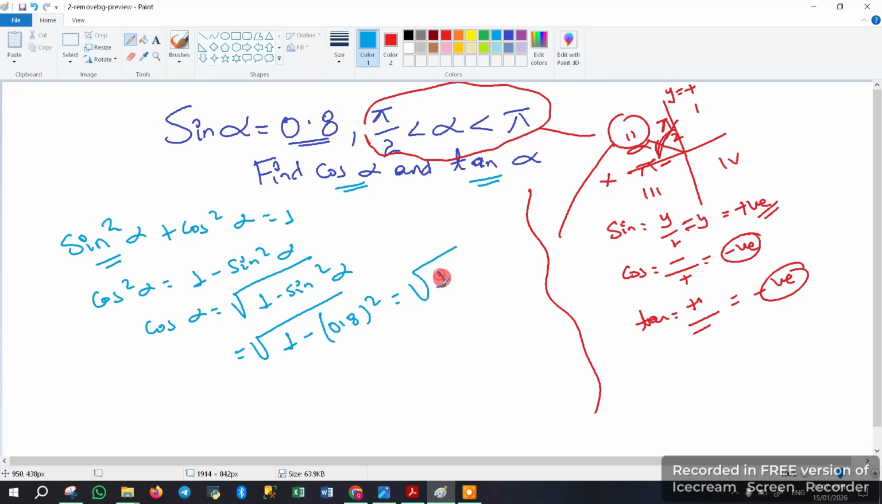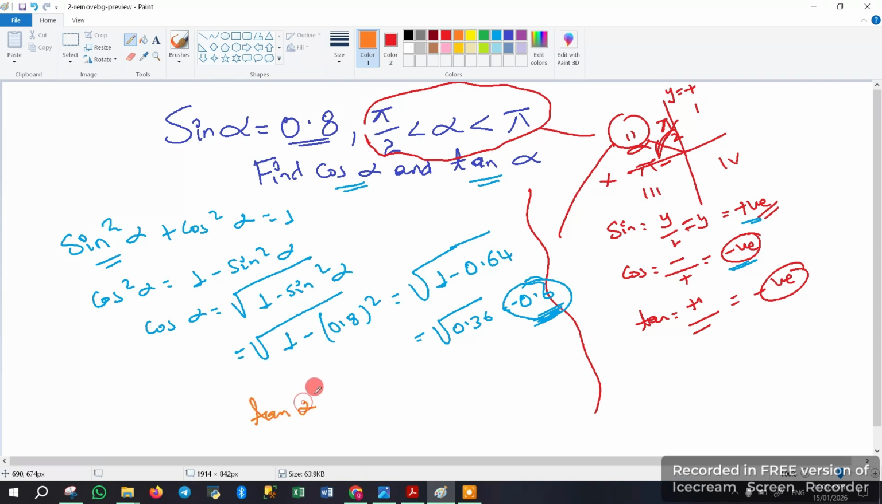Then you'll find 1 minus 0.64, so it will be 0.36, then it will be 0.6. As we said here, the sine value is positive, and the cos value is negative, so you have to consider negative 0.6. Negative 0.6.